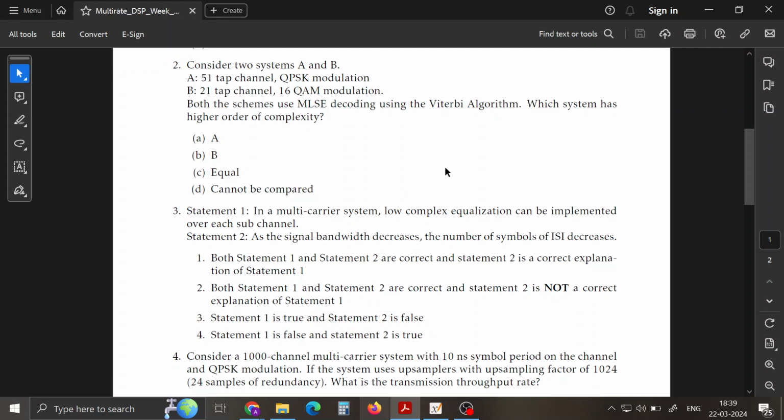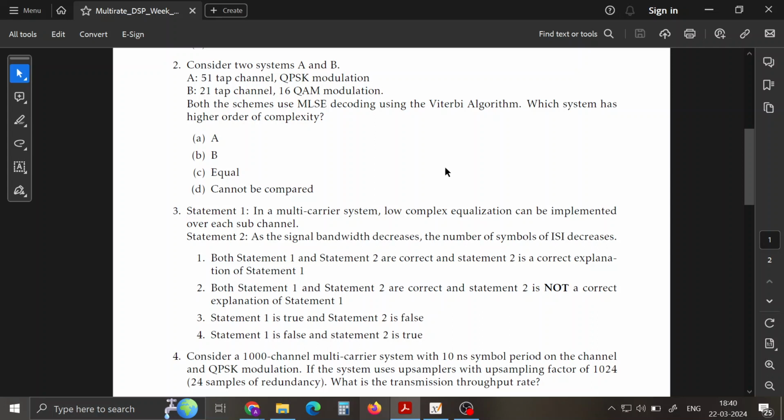Now, let's go to the third one. Two statements are given here, and you have to pick the right option, whether both the statements are correct, and if statement 2 is a correct explanation for statement 1, and so on. For that we have to understand what the individual statements are telling us, verify whether they are individually correct or not, and then verify whether statement 2 is indeed a correct explanation for statement 1.